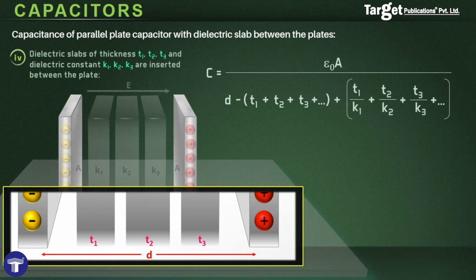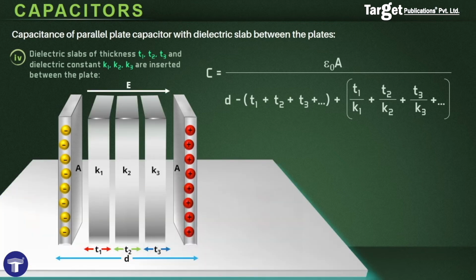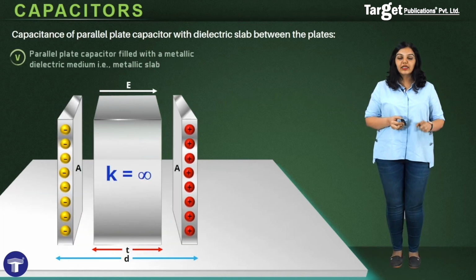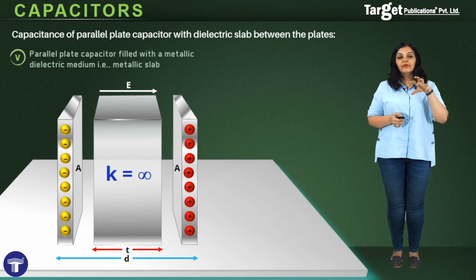The second part will be T1 by K1 where T1 is the thickness of the first dielectric, T2 by K2 where T2 is the thickness of the second dielectric, T3 by K3 and so on and so forth. So here you see we have a general formula for writing the capacitance of a parallel plate capacitor. Using this general formula we can tackle the last case, that is we want to find out the capacitance of a parallel plate capacitor when the medium between the plates is filled with a conducting medium.